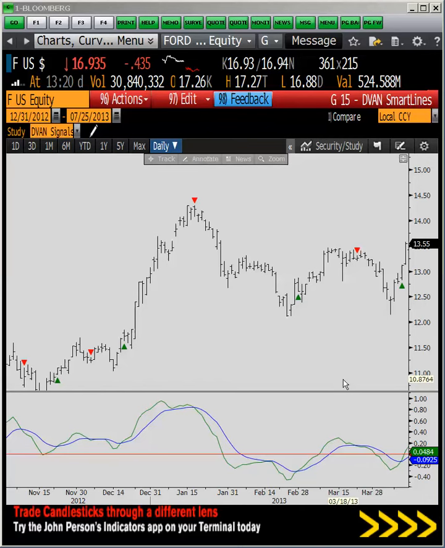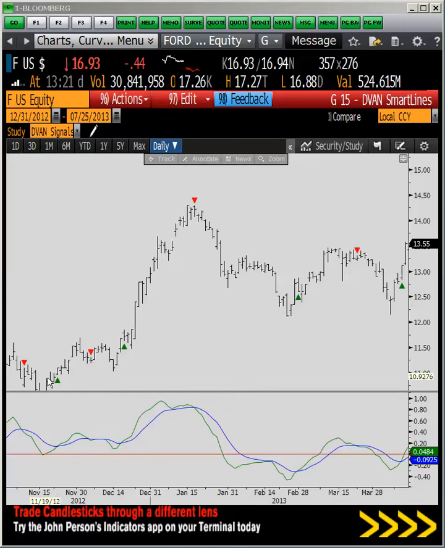This video is how to use one of the apps on the Bloomberg app portal from Divergence Analysis, and this app is DVAN Signals. For this demonstration, we're using Ford Motor Company, a daily graph, which is right here, and this is overlying the velocity algorithm, which runs these signals.